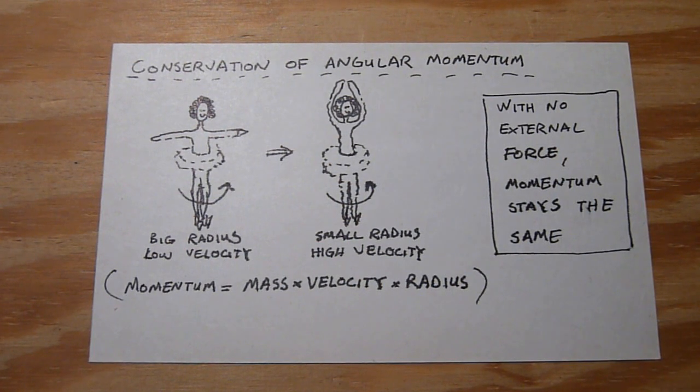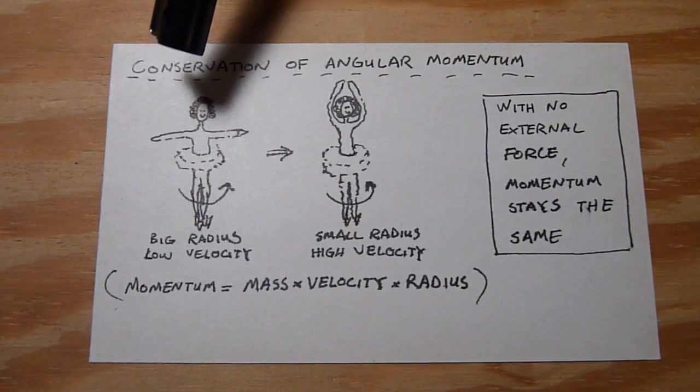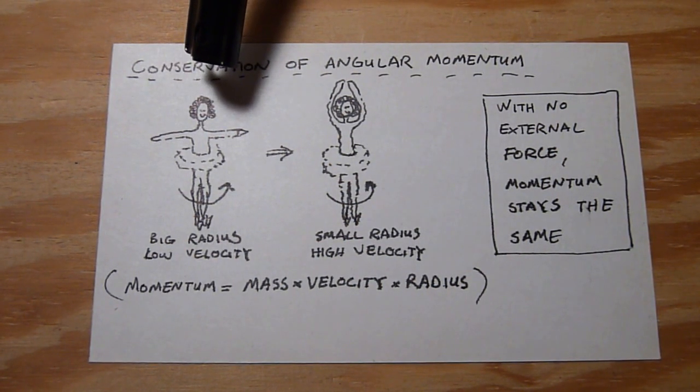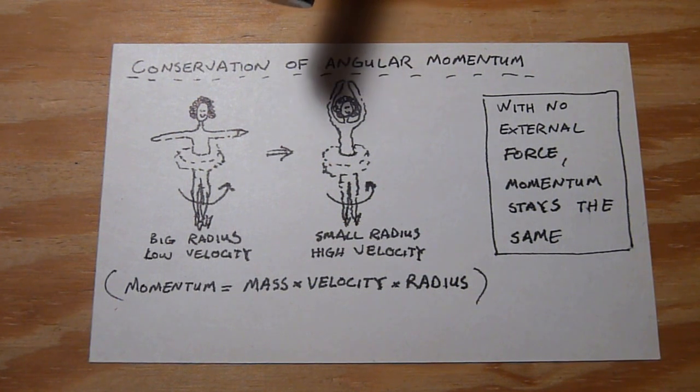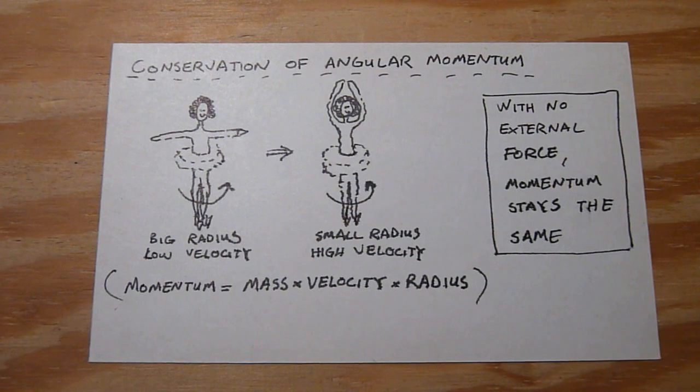This is illustrated by this picture of a ballerina. When her arms are out, she has a big radius. But then as she brings her arms in, her radius decreases. No external force has been applied, so her velocity must increase in order for her momentum to stay the same.